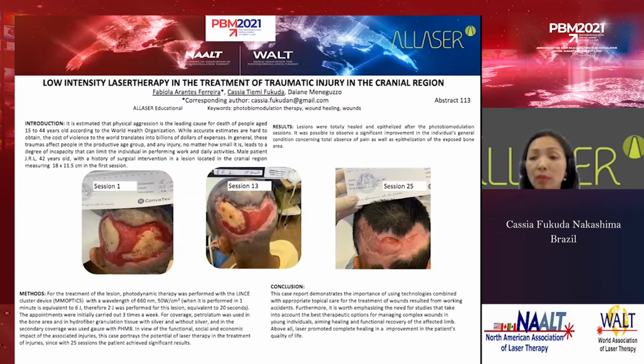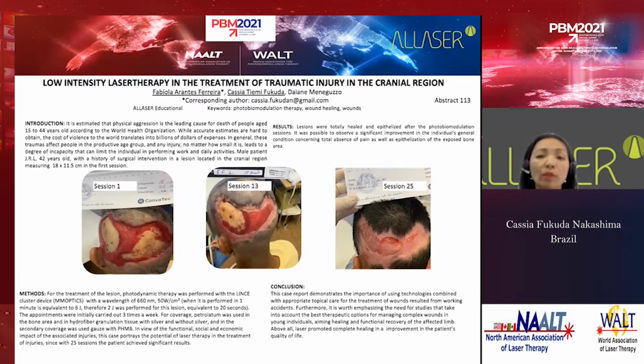And as a conclusion, we can see that this case report demonstrates the importance of using technologies, of using laser photobiomodulation combined with appropriate topical care for the treatment of wounds resulting from this kind of mechanical accident.